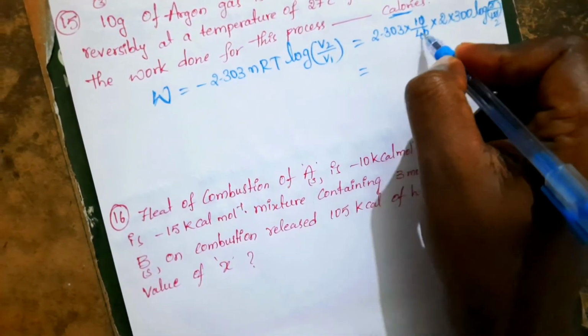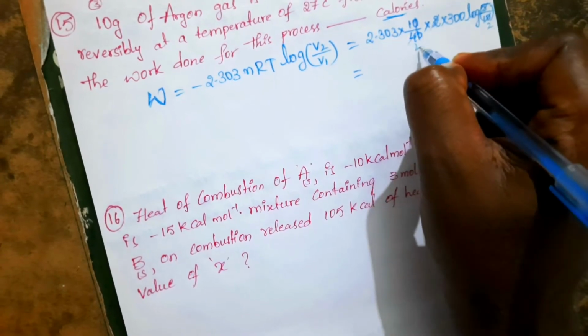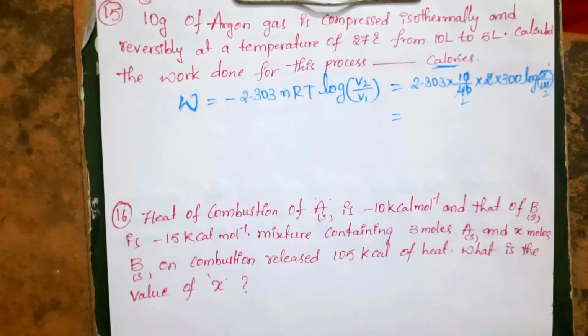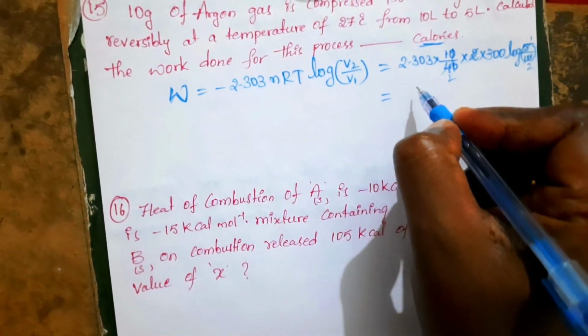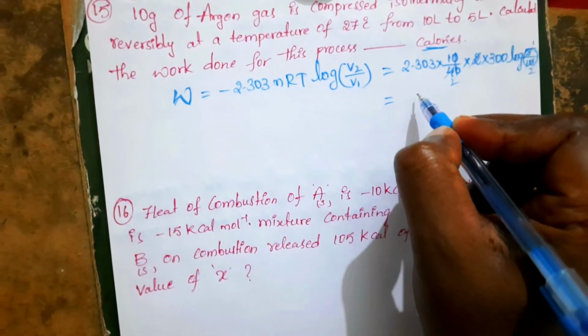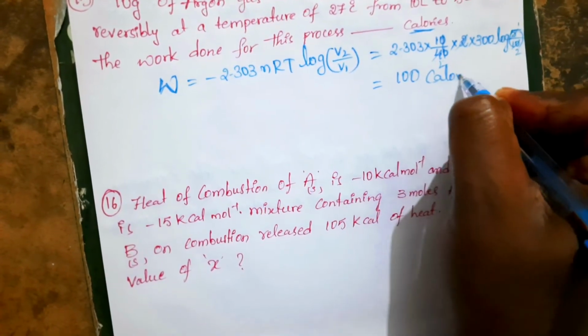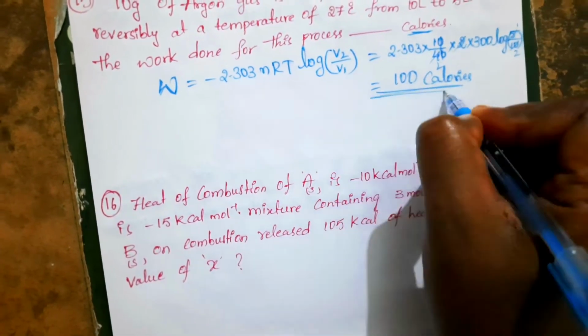Here it gets cancelled, and here it will be 2. So by doing all this calculation, how much will you get? Around 100 you will get. How much is it? 100 calories you will get.